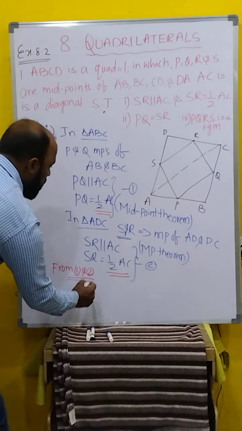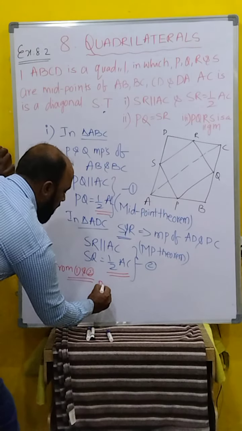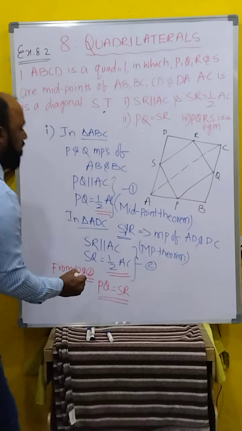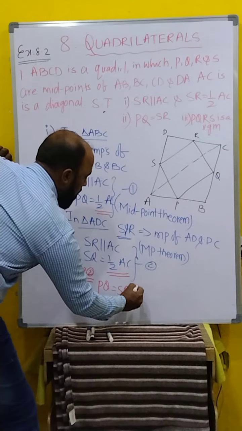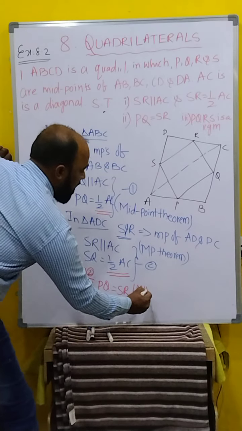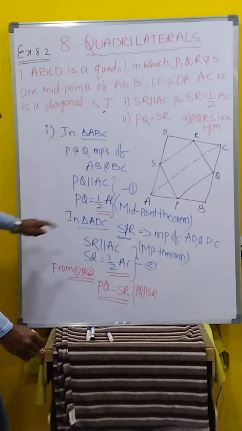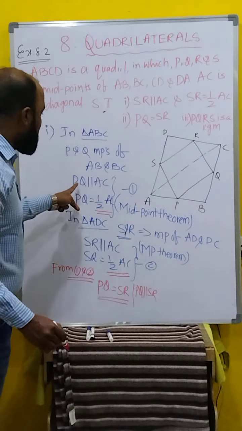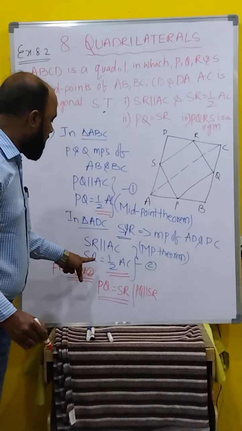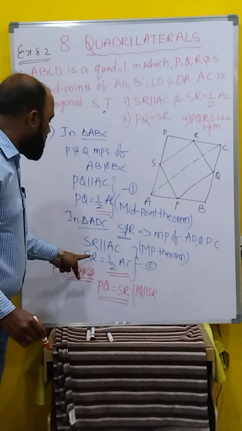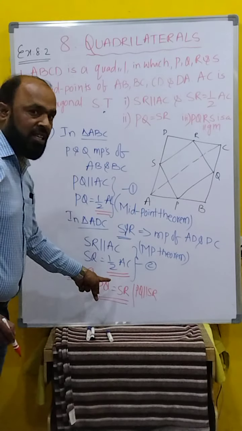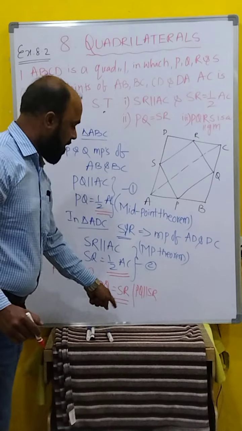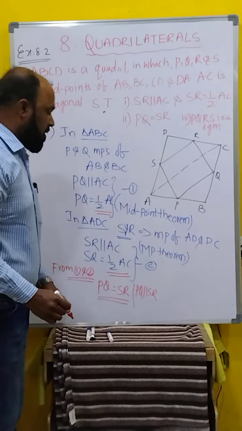Then from 1 and 2, how to write directly? PQ is equal to SR, as well as PQ is parallel to SR. Because both are parallel to AC, PQ parallel to AC, SR parallel to AC, then obviously PQ is parallel to SR. Then PQ is equal to half of AC, SR is equal to half of AC. RHS equal, then automatically LHS also equal. That means PQ is equal to SR, then PQ parallel to SR.